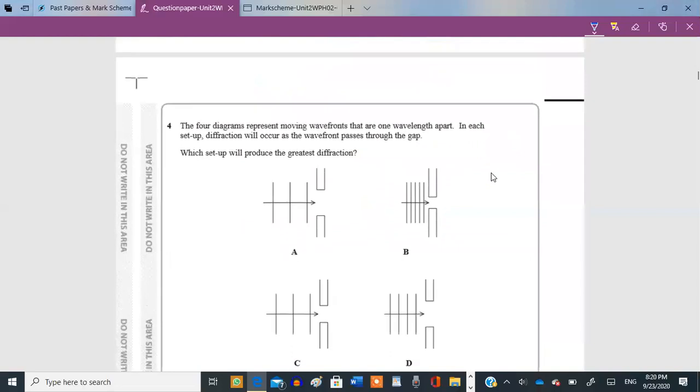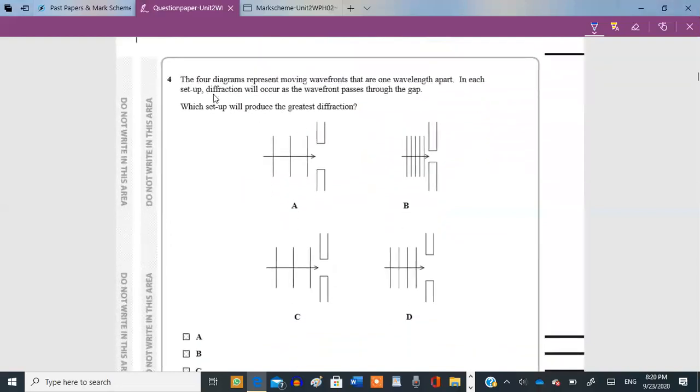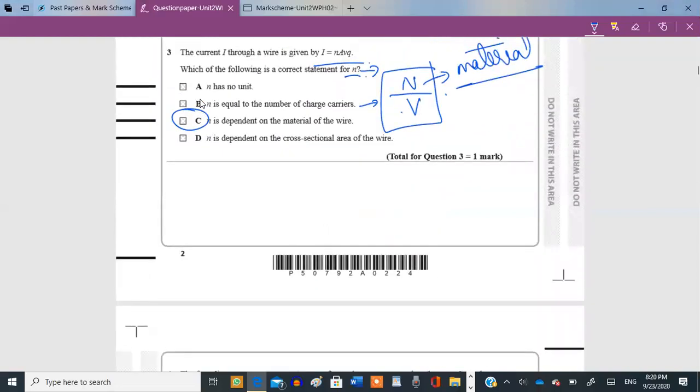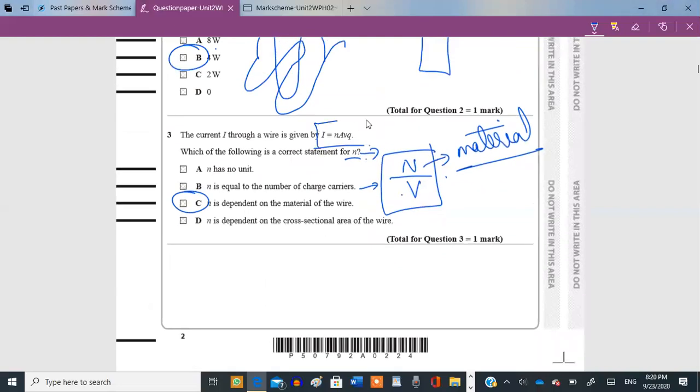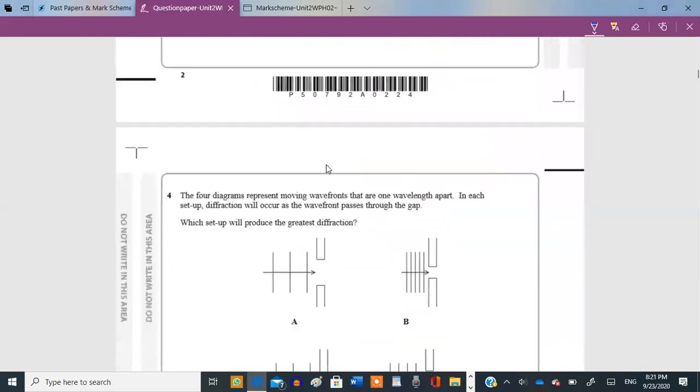Then 4 says, now again, what was the full formula for that? This one is right over here. I is equals to NAQV. Right, right. NAQV. All right.